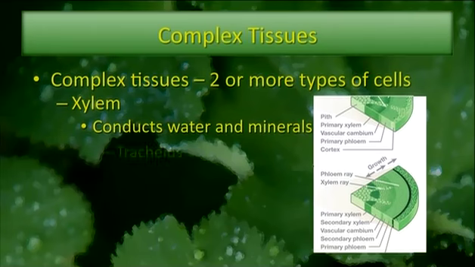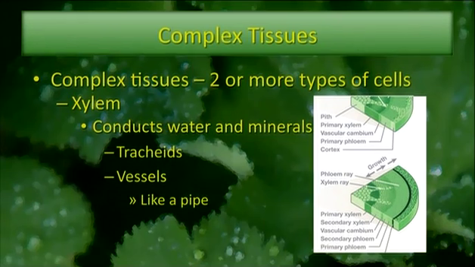And then you have specialized cells that conduct water and minerals, such as tracheids, which are these more slender cells. Tracheids are connected end to end. They're like pipes. And so are vessels, or vessel elements. They're like pipes in the plant that conduct water. They're dead when mature. So these cells, such as xylem, actually are dead when mature.